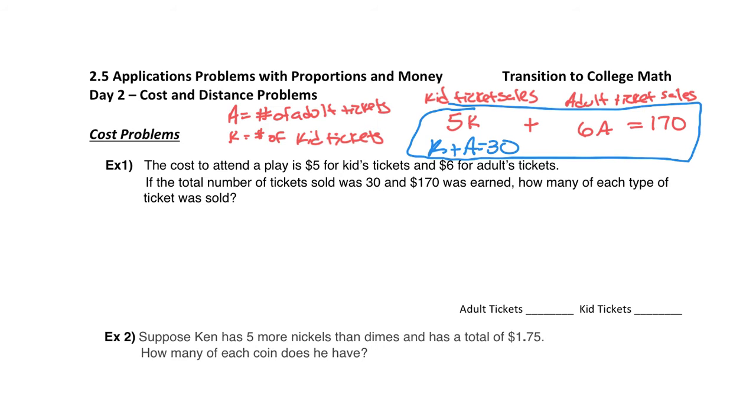However, I want to talk about alternative methods for solving these. So what we're going to do here is we're going to be logical about this. We know that we sold 30 tickets. All right, so what we're going to do is we're just going to simply make a chart. Kids, adults, total sales. Now, kids' tickets are $5 each. Adult tickets are $6 each.